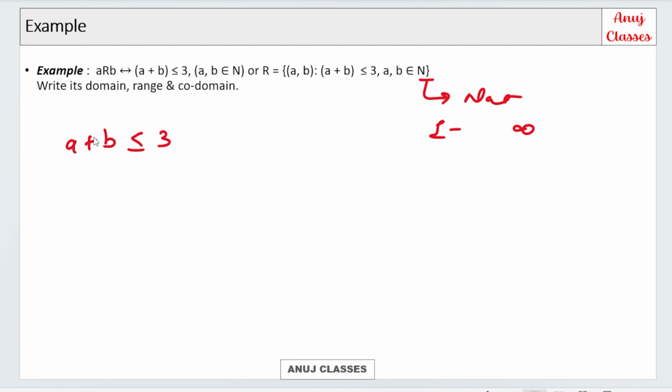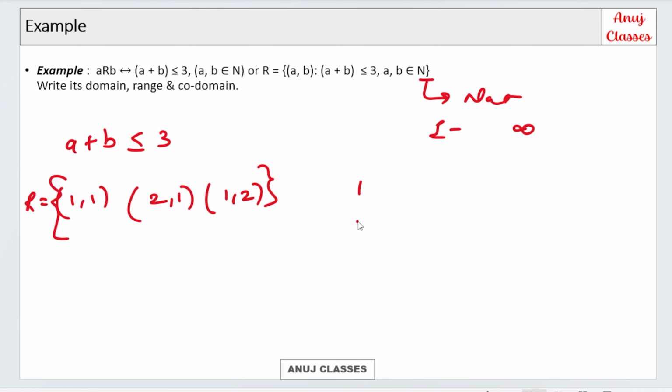Okay, so what are the possibilities? One of the possibilities is (1, 1), another is (2, 1), and the last possibility is (1, 2). So these are the three possibilities, and we can say that this is a set which represents the relation of A to B. Now we will simply write it in arrow form. We'll make an arrow diagram, 1 2 and 1 2.